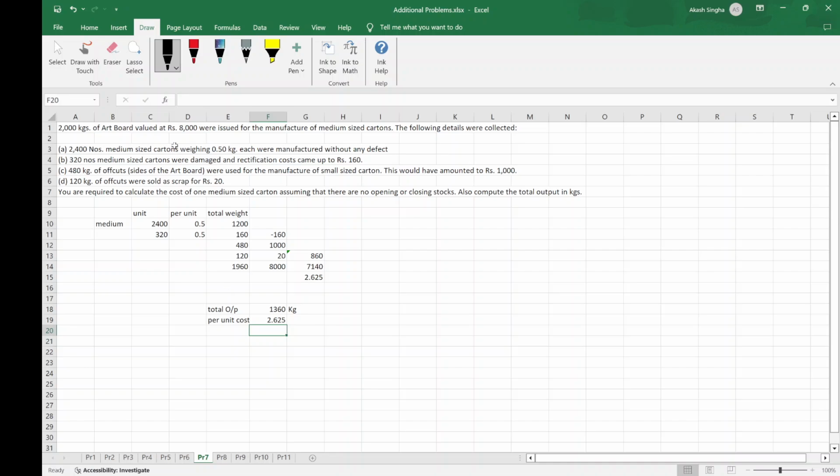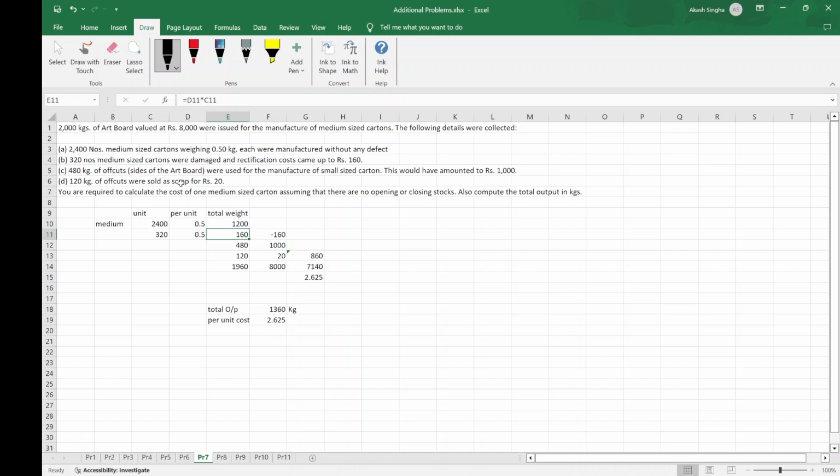2000 kgs of cardboard valued at rupees 8,000 were issued for the manufacture of medium-sized cartons. 240 medium-sized cartons weighing 0.5 kg each were manufactured without any defect. So that's weight is 1200. 320 medium-sized cartons were damaged and rectification cost came up to 160. So 320 into 0.5 is 160. And also 160 rupees rectification cost.